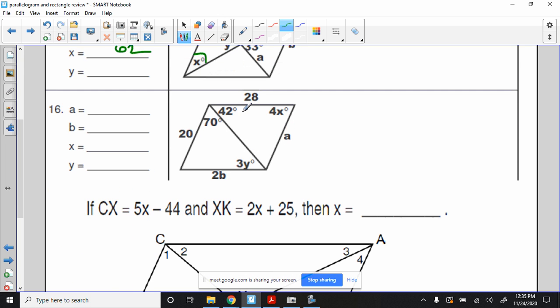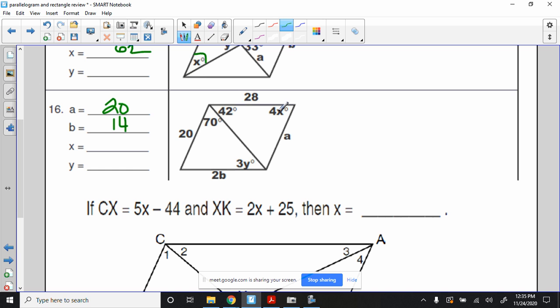All right, here is a medium one. There's the same type of concepts, but there's a little algebra involved. So let's look at A. Well, A is easy. There's no algebra there. It's just 20. B, 2B and 28 are equal, so that means 2B equals 28. So what times 2 is 28? B would have to be 14.